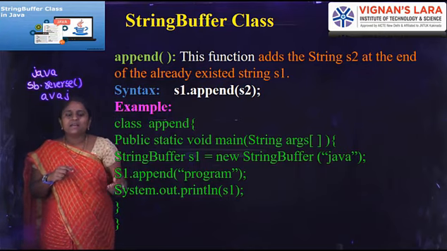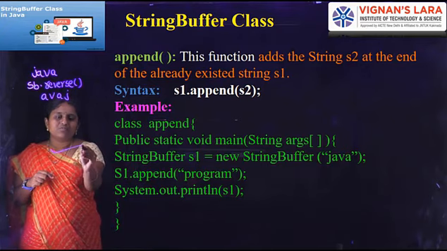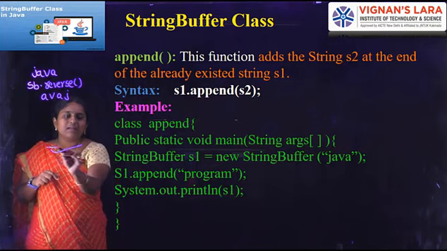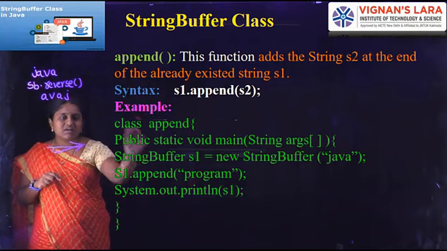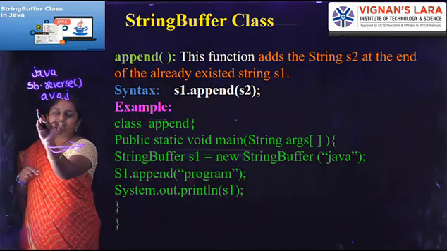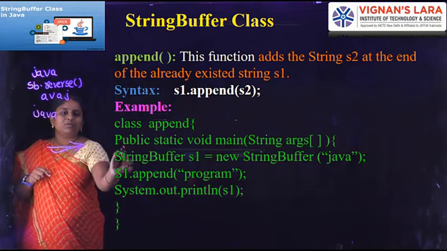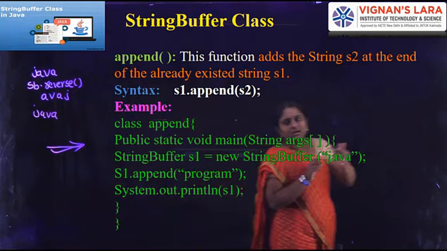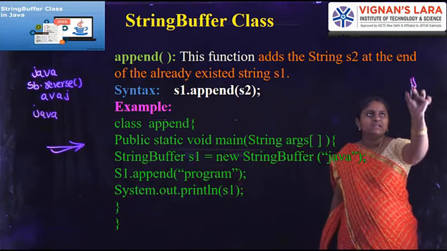Observe the example: class Append, next the main method. Here I have created one object of the StringBuffer class: StringBuffer s1 = new StringBuffer("java"), then s1.append("program"). Whenever I create the object of the StringBuffer class, our existing string is java.